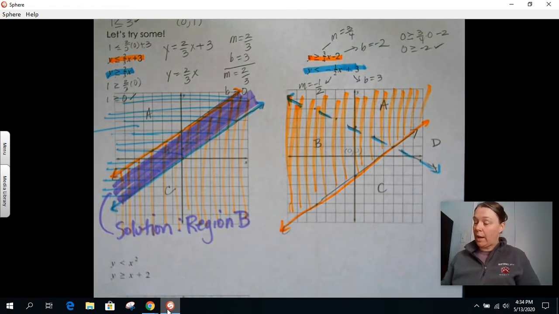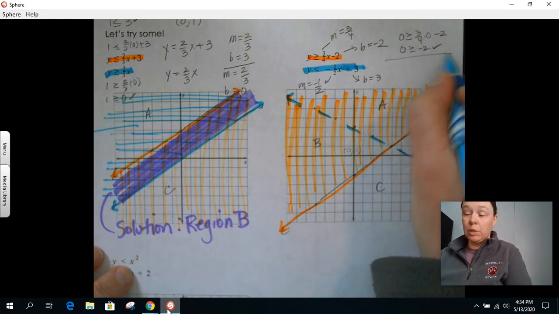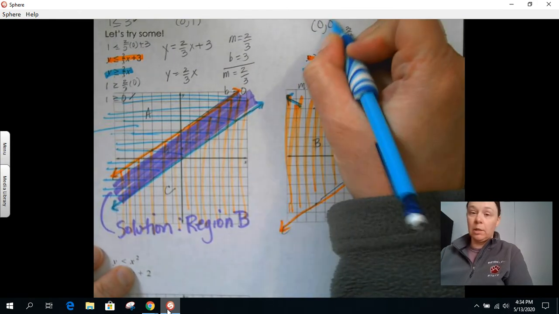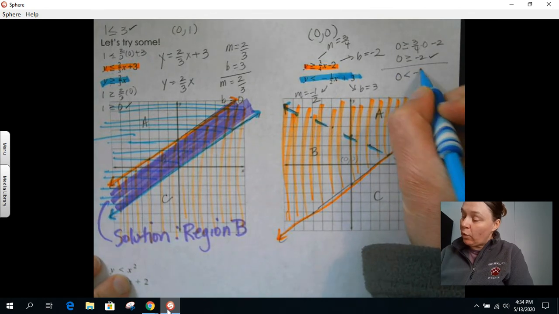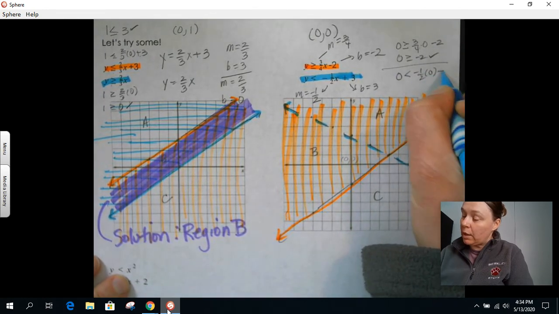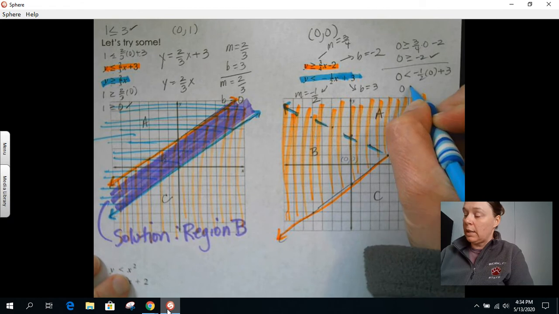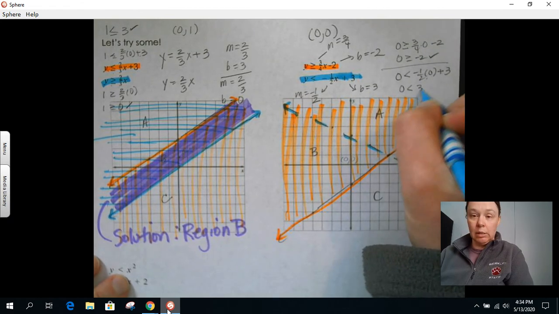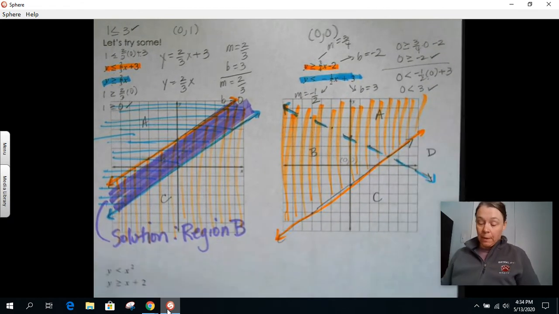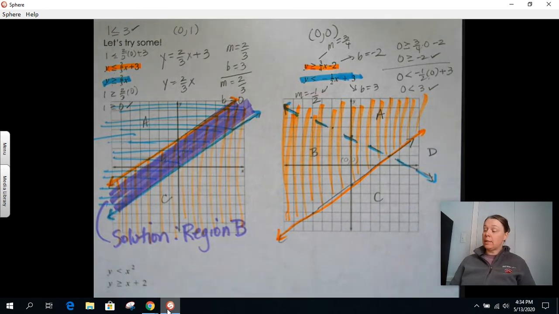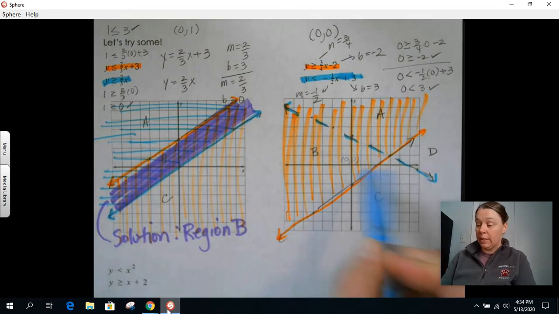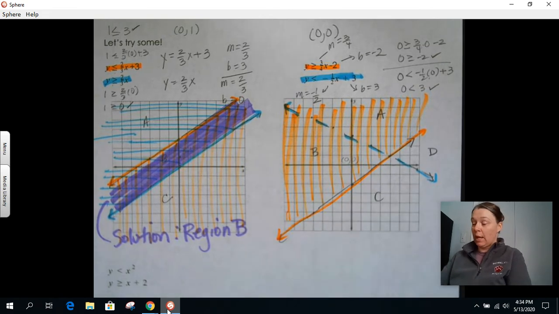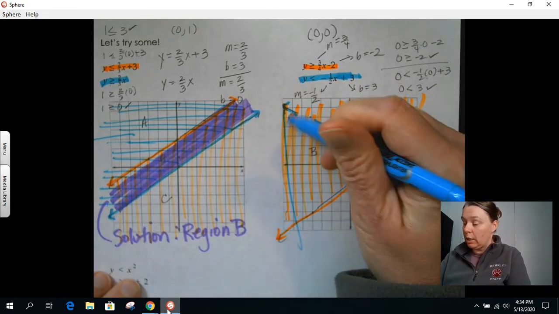Okay, so now for my blue line, plugging 0, 0 in again. Let me jot that down. That's what I picked up here. 0, 0. Okay, so is 0 less than -1/2 times 0 plus 3? So 0 less than, will that be 0 plus 3, is 0 less than 3? It is. Okay, so then that means for my blue line, I have to shade on the side with the 0, 0, which means I end up shading underneath the line.